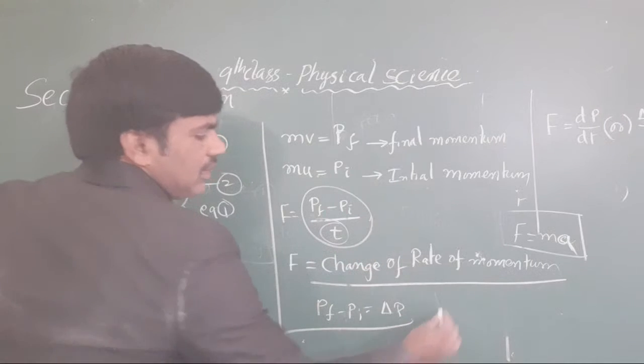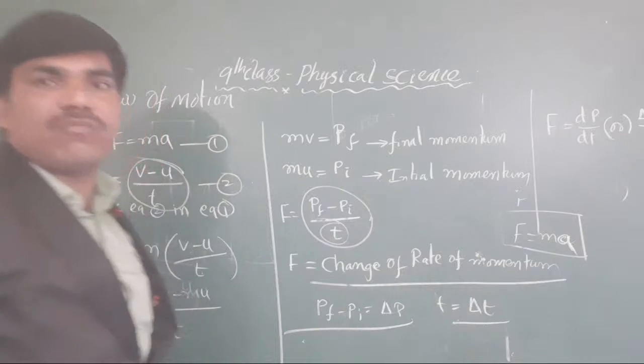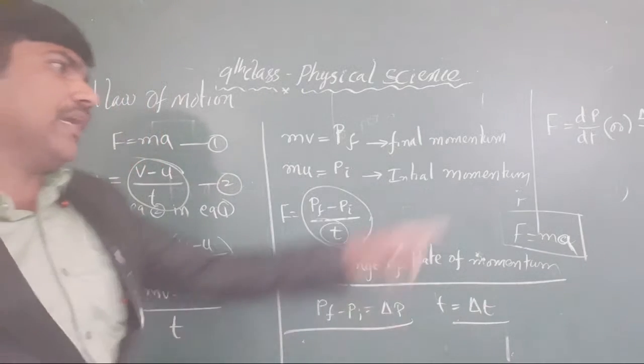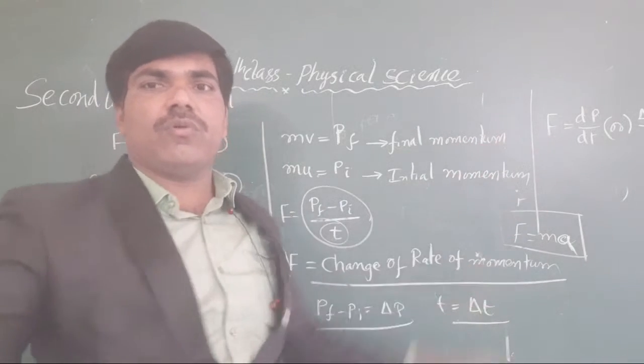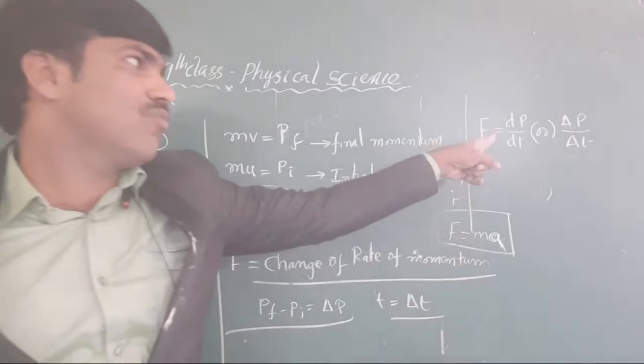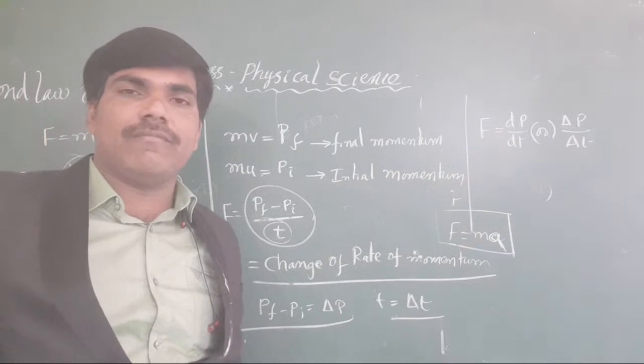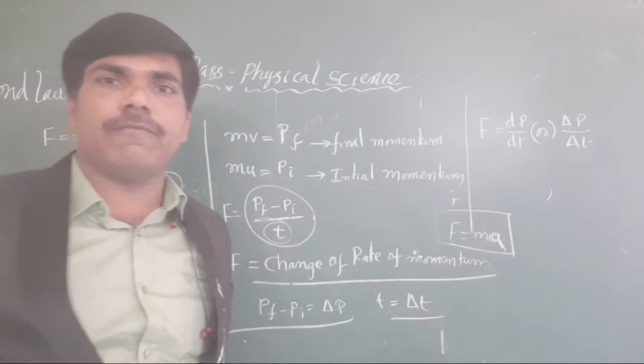It is also written as del P. Okay, now for a small interval, it automatically becomes F equal to dp by dt, which is del p by del t. dp by dt or del p by del t.